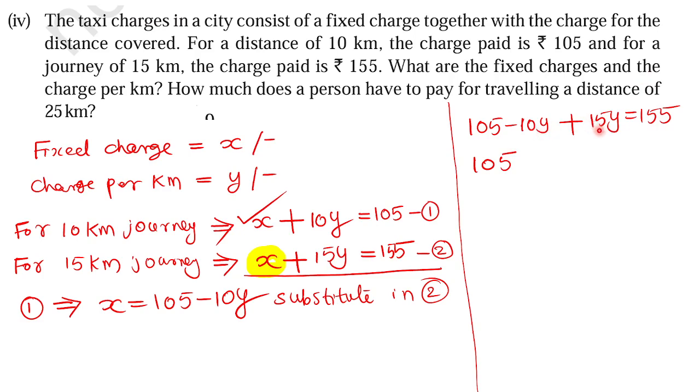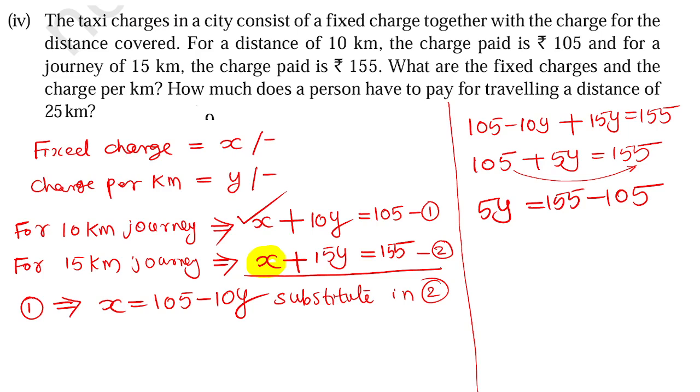Minus 10 plus 15 will be 5. Simple, right? Minus 10y plus 15y will be 5y equal to 155. 105 can be taken to the other side. 5y equal to 155 minus 105, or 5y equal to, what is this? 50, correct? Y equal to 50 by 5. These are simple steps, right? 50 by 5, or y equal to 10. I got y equal to 10.